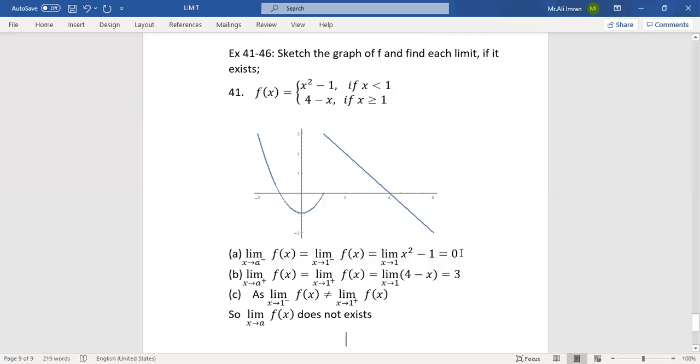This will be the left hand limit. For the right hand limit, limit as x approaches a plus of f(x), limit as x approaches 1 plus, which means that we will approach the limit from x greater than 1. For x greater than 1, we have the function 4 minus x. This is also in the simplified form. If we put the value x equal to 1, we will have the right hand limit 3. Also here the left hand limit is not equal to the right hand limit, so the limit does not exist. So students, I have solved several basic concepts.